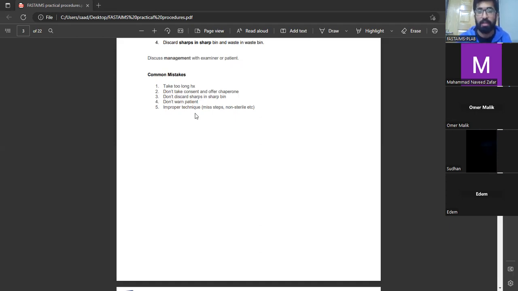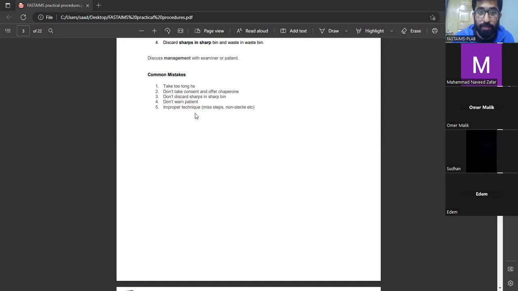I have seen that the candidates spend almost 8 minutes on taking a history of shortness of breath and making a diagnosis. It's not your task to take the history of shortness of breath. Your task is to do the procedure.